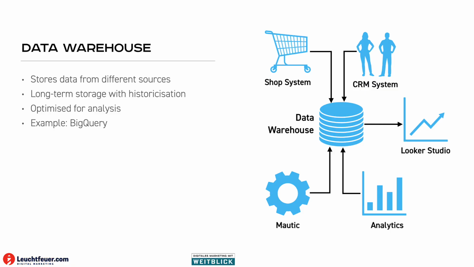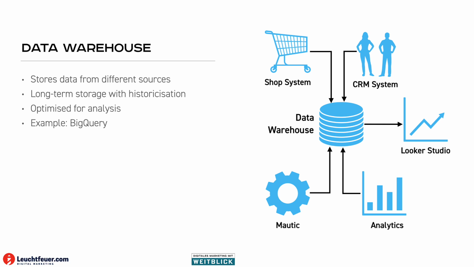It would be using something called a data warehouse, which in very, very simple terms is just a data structure that is optimized for storing lots and lots of data from different sources over a long period of time. So we could, for example, take the data from Mautic, but also from our shop system, a customer relationship management system, our Google Analytics, and find a way to integrate all of that into a data warehouse where we store it for a long time.